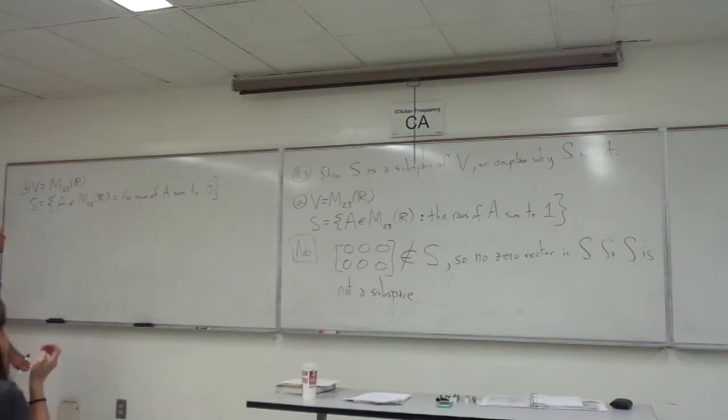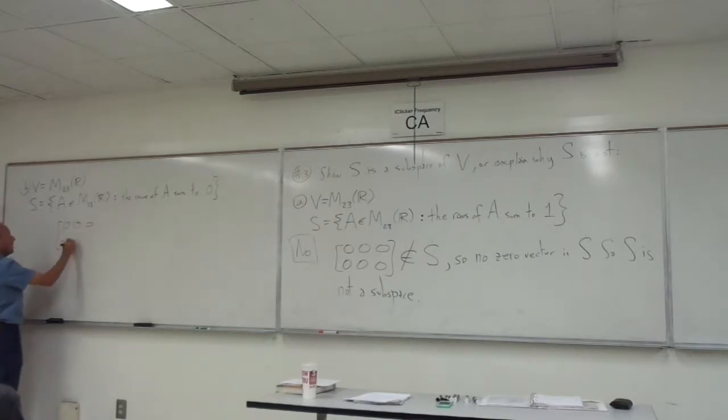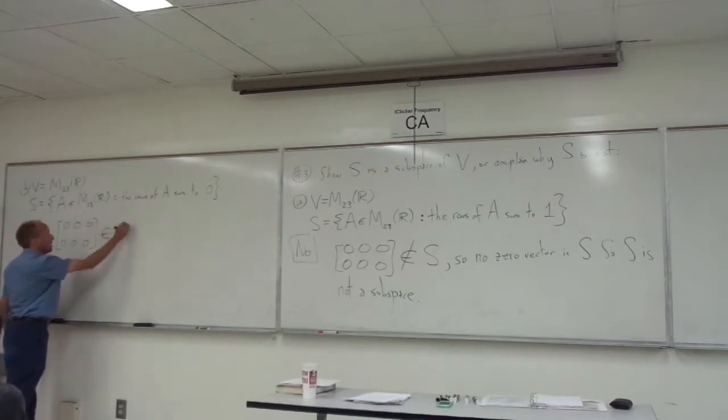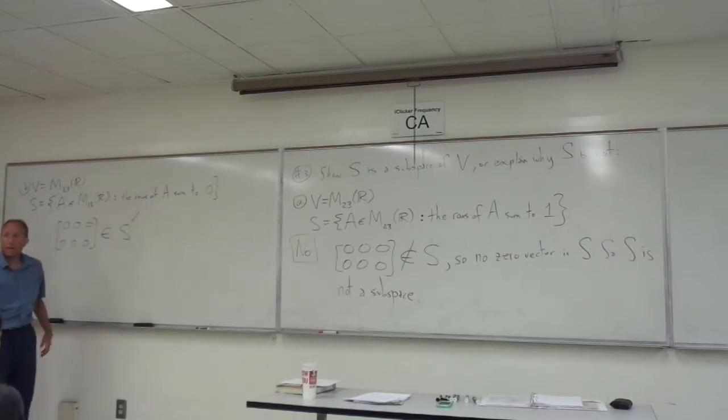Okay, so let me show you one idea. If I take this same matrix again, I look at the 0 matrix and I say, oh, yep, the rows add up to 0. This is an element of S, right? Can I therefore say S is a subspace of V? No, it's not good enough.